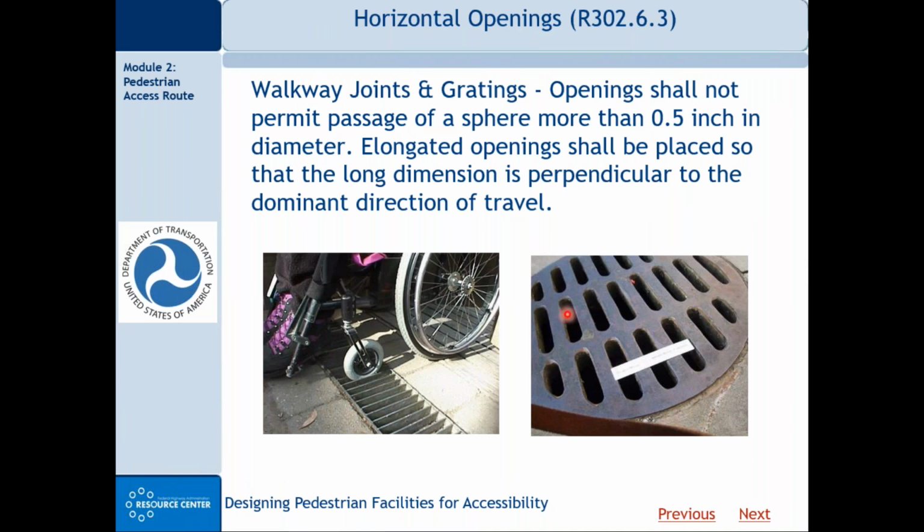Here we see a grate. Looks like neither of these grates complies with PROWAG. Notice PROWAG says openings shall not permit passage of a sphere more than 1/2 inch in diameter. And here I think everyone would agree with me. Maybe someone's using a cane or crutches. I don't think the cane tip or crutch tip is going to drop into that opening, but I think you'd agree it's not going to be solid bearing, and so it's going to affect the stability and balance of the person using the cane or the crutches.